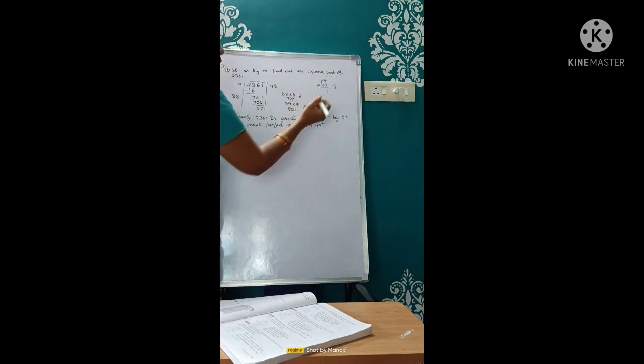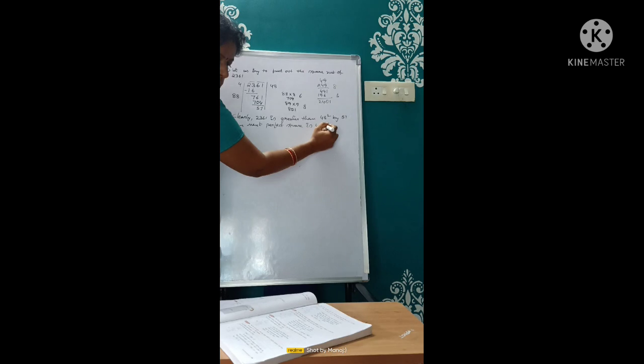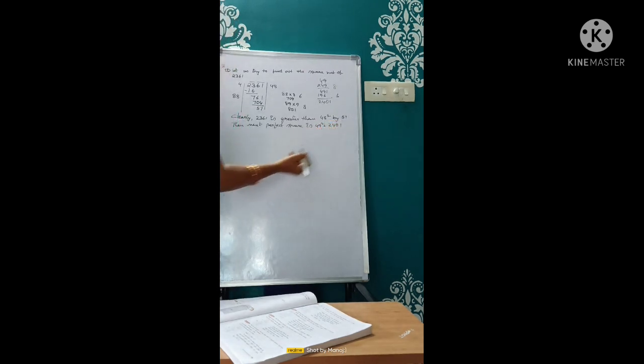9 9s are 81, 8. 9 4s are 36 plus 8, 44. 4 9s are 36, 3. 4 4s are 16 plus 3, 19. So 49 square equals 2401.